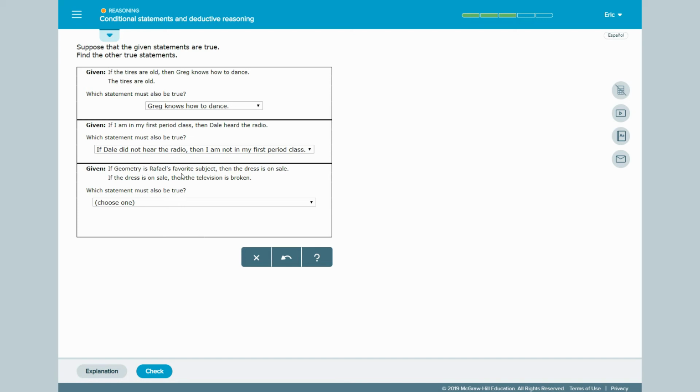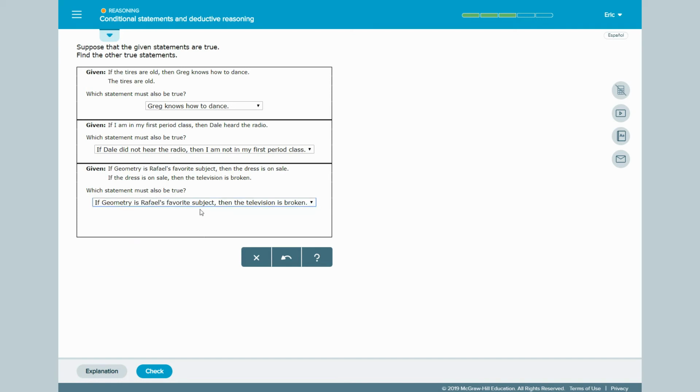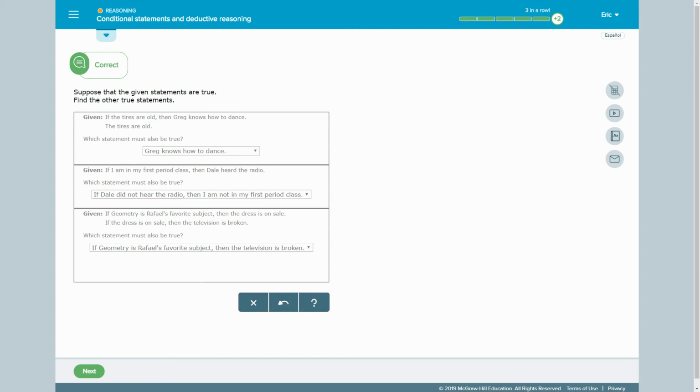So if this is all true, that just means if geometry is Raphael's favorite subject, then the television is broken. Which obviously doesn't make much sense, but it's not supposed to. It's ALEKS. And if you can understand implication, which is this, contrapositive, which is this, and transitive, which is this, the topic is not that difficult. And as a bonus, you'll be a better person in terms of arguments in your real life.